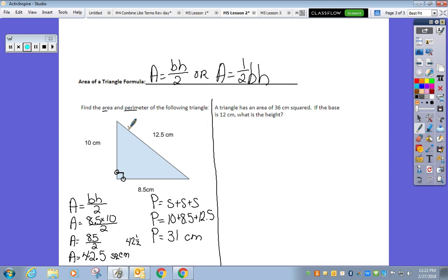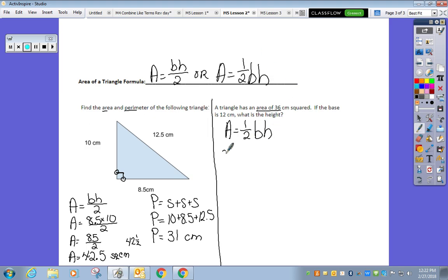Okay, so the next one is a little different. This one says a triangle has an area of 36 square centimeters. If the base is 12 centimeters, what is the height? Now, with these types of problems, I typically use the 1/2 base times height formula for it. I don't know why. I think that's just the way I was taught. But we can look at both ways. So I'm going to show you the way that I would do it first. So 1/2 base times height. I'm just using the other formula here.